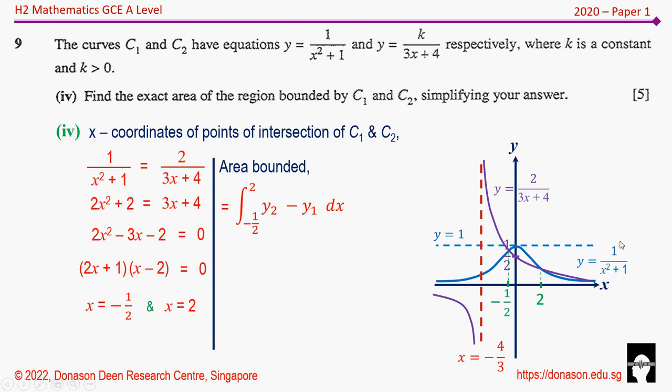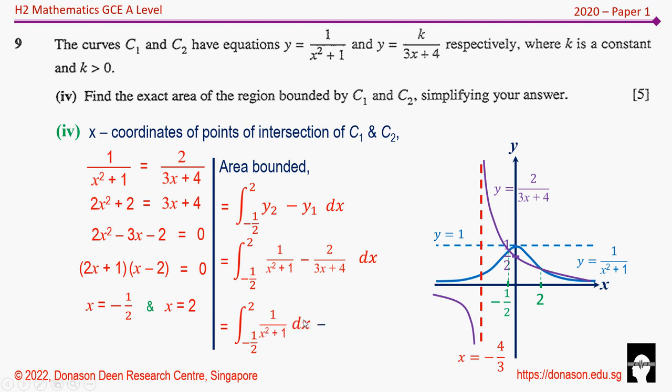That means we're going to put in the equation of this particular curve, 1 over x squared plus 1, as my y2. So I'm going to put my y2 as 1 over x squared plus 1, and then from that I'm going to subtract the purple graph's equation, which is 2 over 3x plus 4 with respect to x. Now you will recognize straight away that this is an arctangent function. So 1 over x squared plus 1 is an arctangent function.